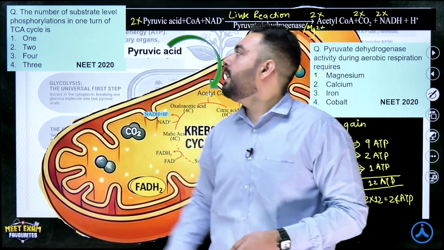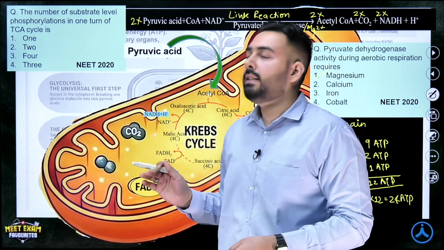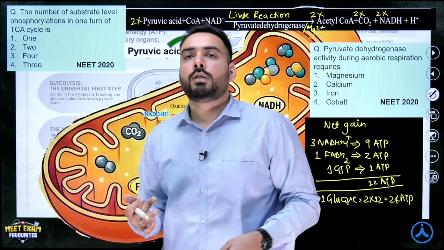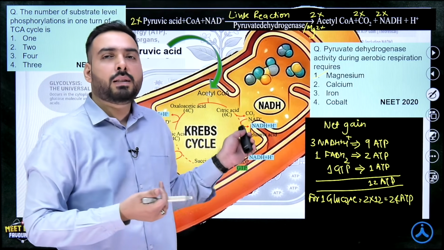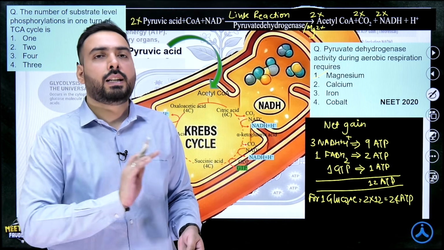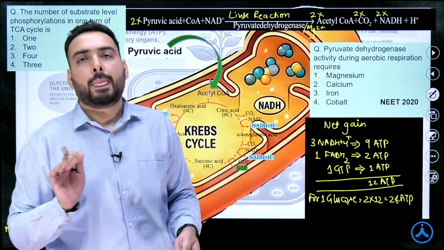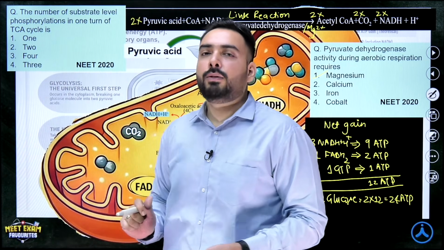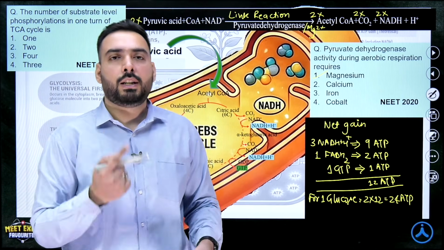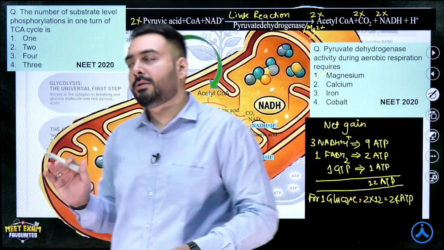Next, the number of substrate level phosphorylations in 1 turn of TCA cycle. What is TCA cycle? It is another name for Krebs cycle, because Krebs cycle has the first product, which is citric acid. It is a tricarboxylic acid. That's why this cycle is known as TCA cycle. Right. What is the number of substrate level phosphorylations occurring? The substrate level phosphorylation step is the step where GTP is formed. So there is a total of 1 step that is substrate level phosphorylation.